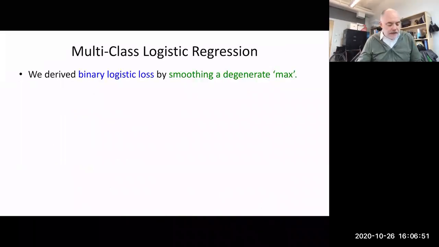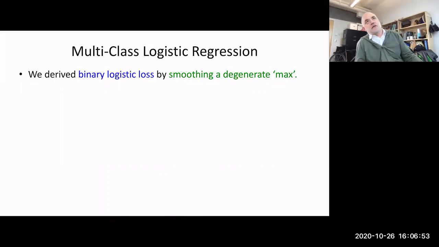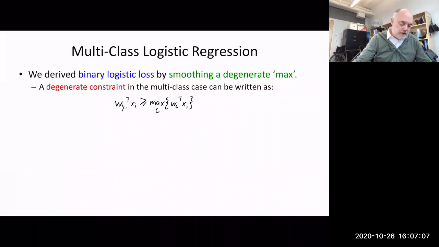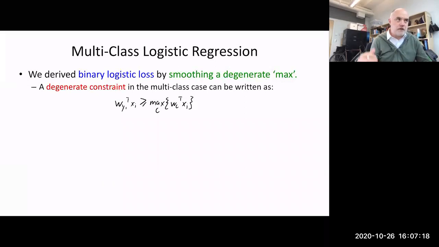We did not do multi-class logistic regression, but we can do this in the backward, still not probabilistic way here by basically smoothing a degenerate max thing, just like we did for the binary logistic when we derived the binary logistic loss. So a degenerate constraint, meaning that if we plug in a 0 vector for the parameter vector, this is automatically satisfied. So it's uninteresting, but we're going to fix this with the log sum exp trick. So a degenerate constraint in the multi-class case can be written like this.